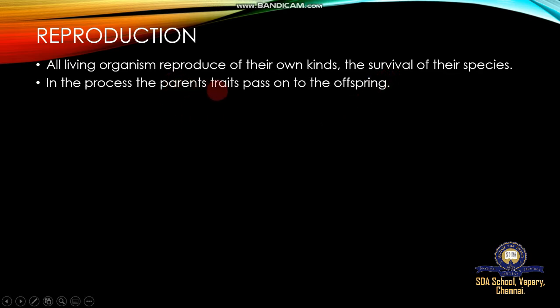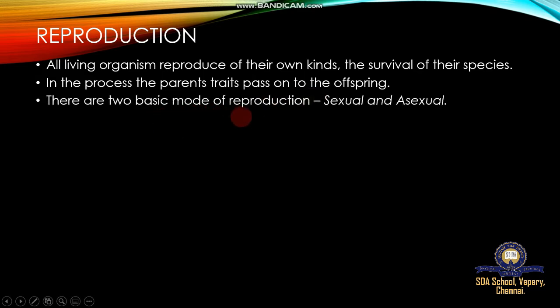In the process, the parents' traits pass on to the offspring. Normally, offspring or young ones look like either the father or mother, the male or female organism. Trait means heritable characters, inheritable characters. These are present in all living organisms, and the traits are transferred from parents, male and female, to offspring or individuals.